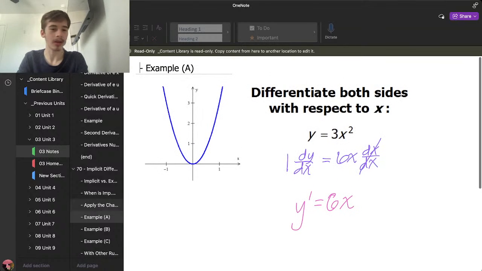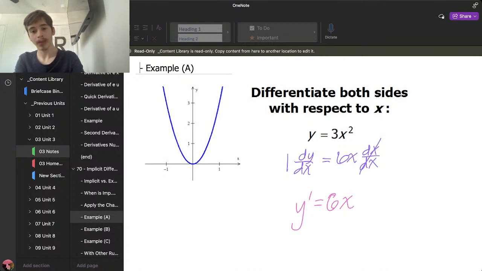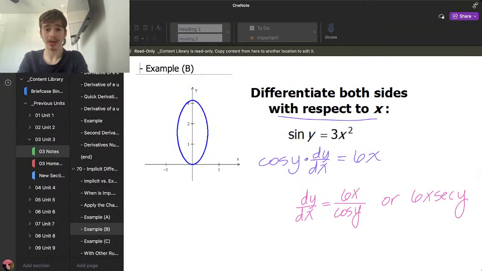Differentiate both sides. Okay, simple differentiation. Actually, no, not so simple. Yeah, you take the derivative of both sides. You find what your dy dx is. This one is a little trickier. You differentiate both sides.